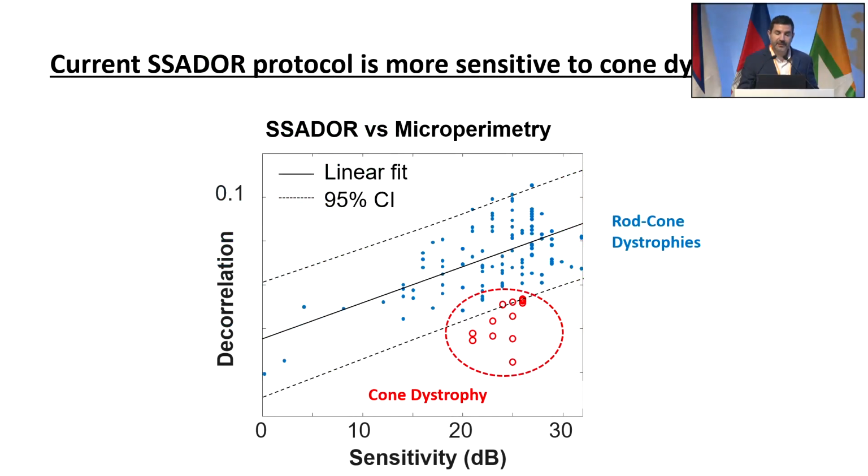And it's interesting that when we look at the relationship of microperimetry versus the ORG, we see that cone dystrophies actually show more change in the ORG than the corresponding change in microperimetry as compared to patients with rod cone dystrophies. So this modality may be particularly useful in detecting early cone dysfunction.